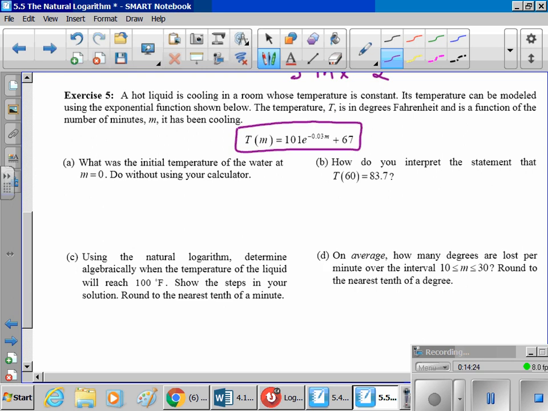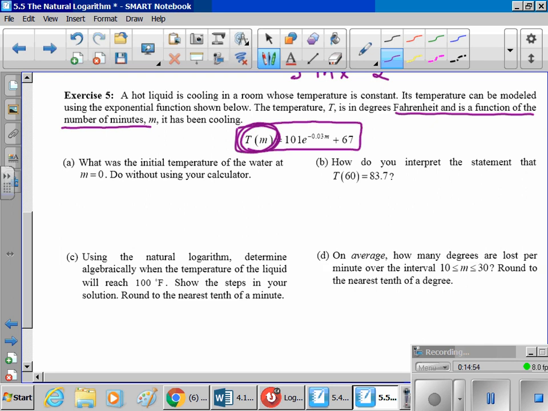We're going to do an entire lesson on this later on in this unit, but a hot liquid is cooling in a room whose temperature is constant. Its temperature can be modeled using the exponential function shown below. The temperature T in degrees Fahrenheit is a function of the number of minutes m. So basically what that means, and I think you know this already, is that the temperature is a function of the number of minutes, which means T of m. All right, so don't flip out when you hear things like that.